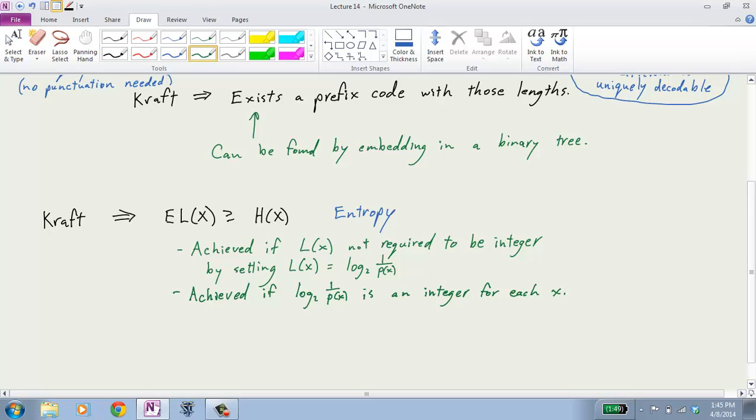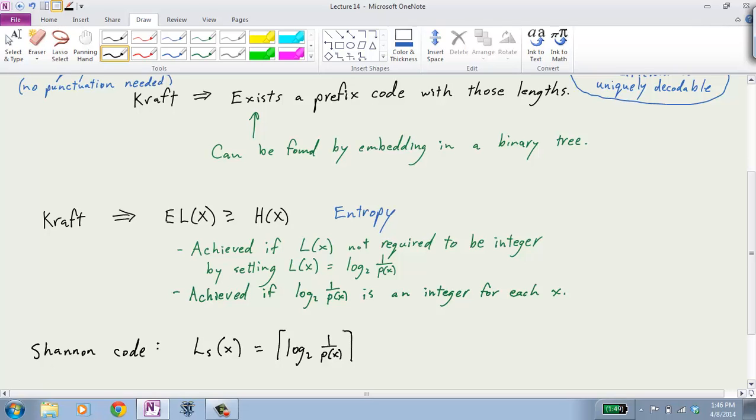So you have what's referred to as a Shannon code. And the Shannon code is the following. I'll use a subscript S. The lengths for the Shannon code are simply take these values, log base 2 of 1 over p of x, and round up. We'll use that notation for rounding up to the nearest integer.